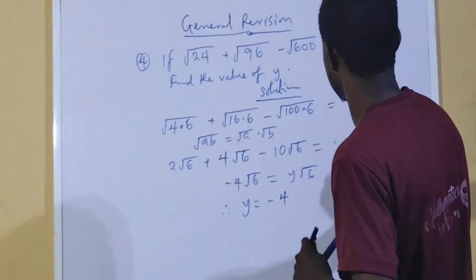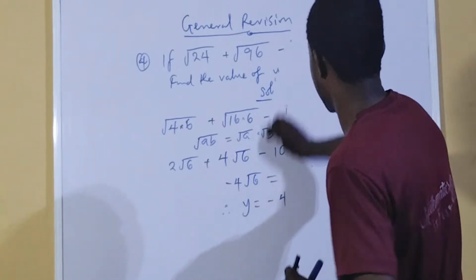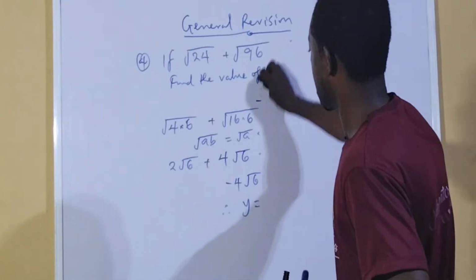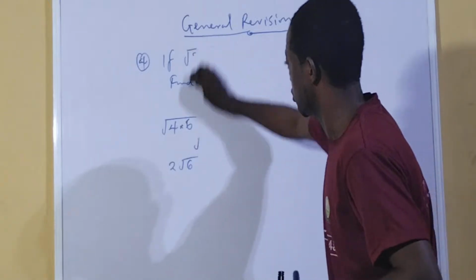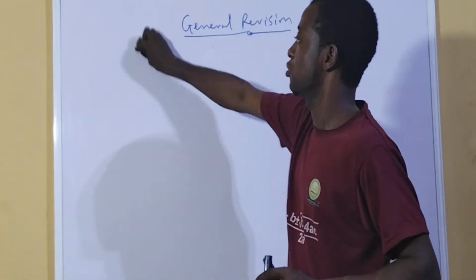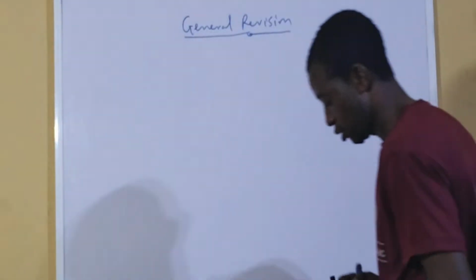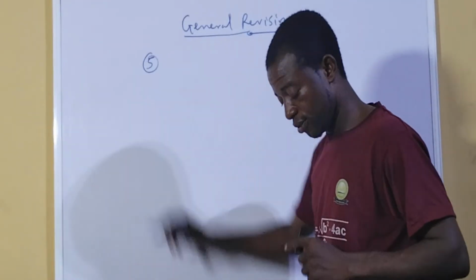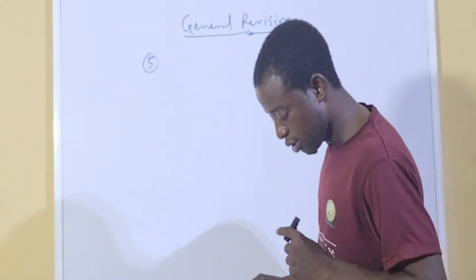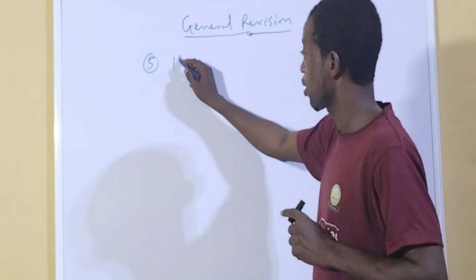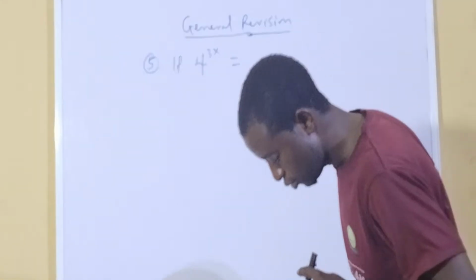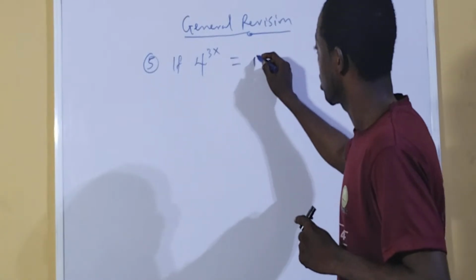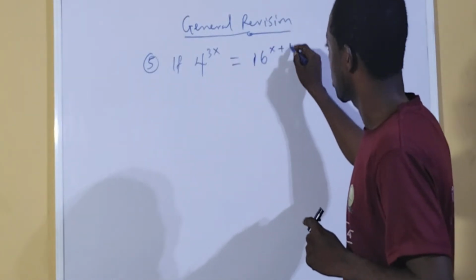Consider the next question, which is question 5 here. Now question 5. We have to find the value of x if 4 raised to power 3x is equals to 16 raised to power x plus 1.